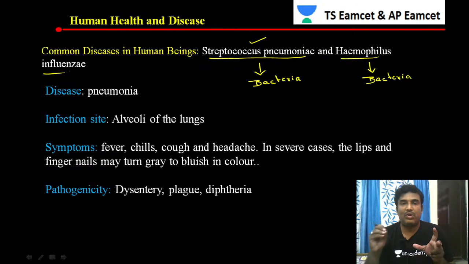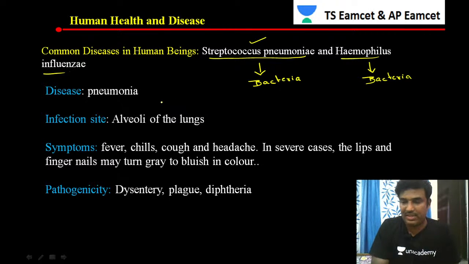Both are causing the same type of disease. The name of the disease is called pneumonia.